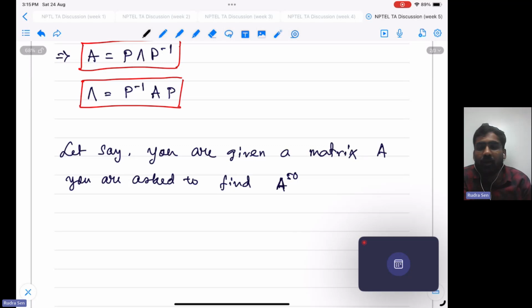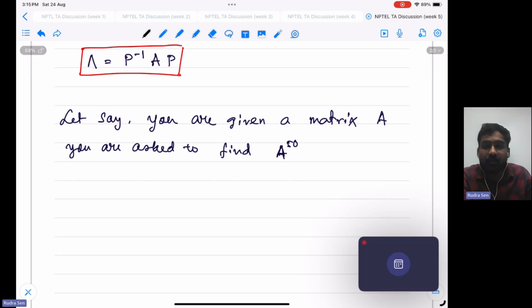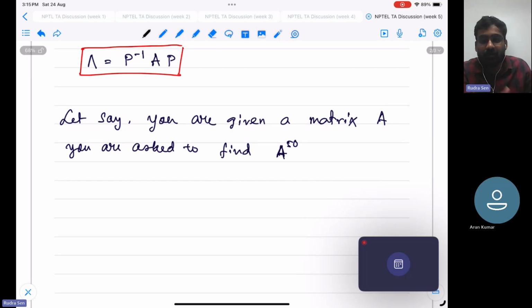So in that case, let's say we do not know the concept of diagonalization. What we can do is multiply A fifty times and we will get the matrix A to the power 50. But this is basically a cumbersome process.